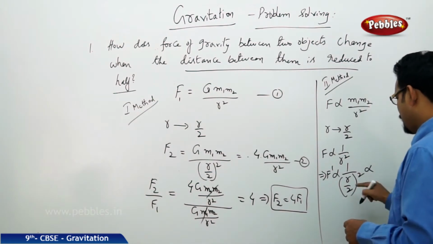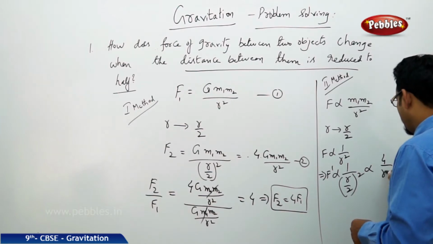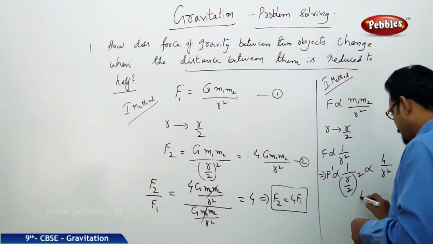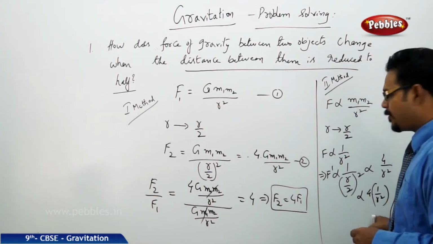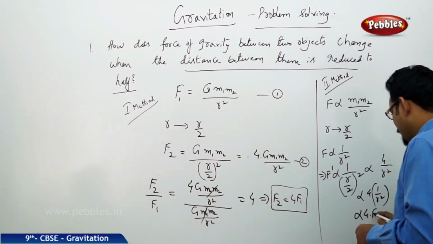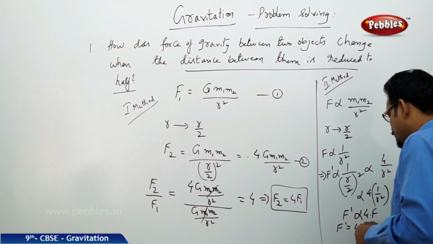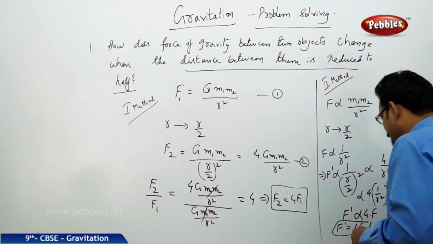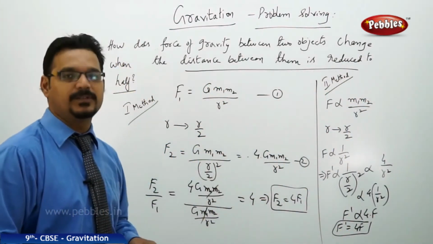Now, proportional to r square by 4, 4 goes to the numerator, so this is 4 by r square, proportional to 4 into 1 by r square. Now 1 by r square is F. So proportional to 4 into F. Therefore, simply you can write F dash equals 4F. This is also one more method for you, a simpler method.